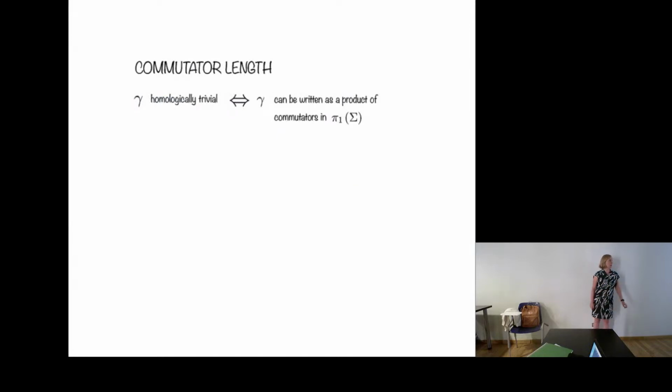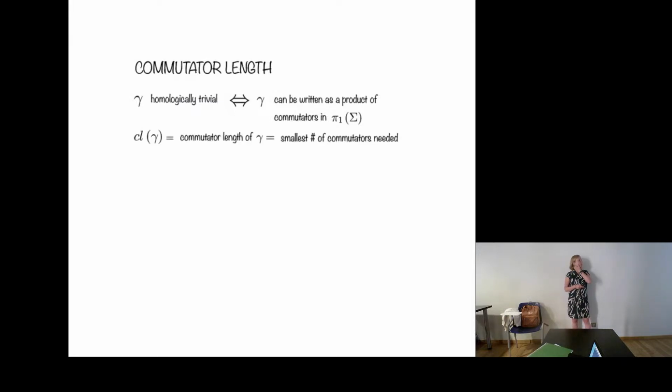Okay, so what do I mean by commutator length? Well, you're homologically trivial if and only if your curve can be written as a product of commutators. So the commutator length of the curve is the smallest number of such needed. And if you're not homologically trivial, it will have infinite commutator length. So what we're going to count now is, among those closed curves of hyperbolic length at most L, those of a fixed commutator length.